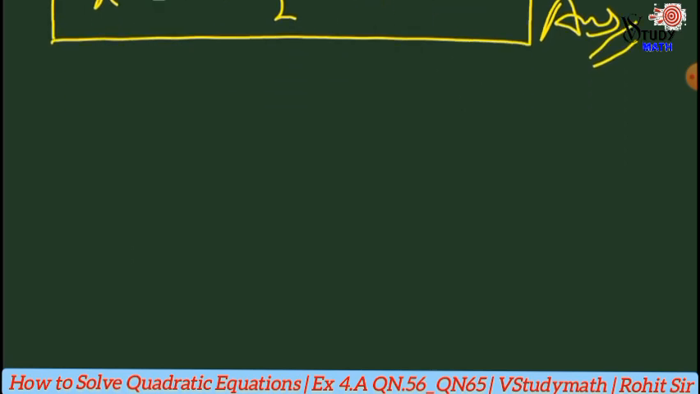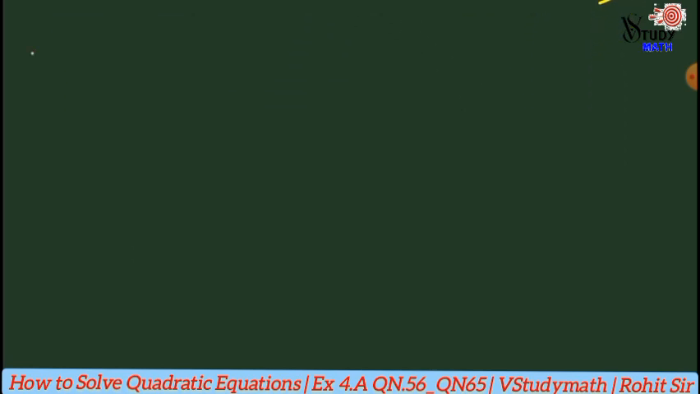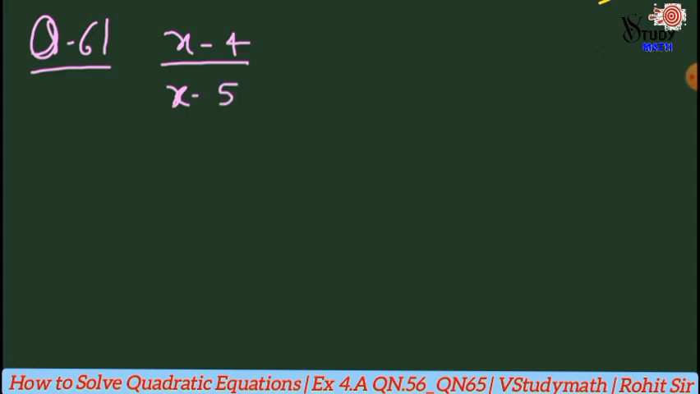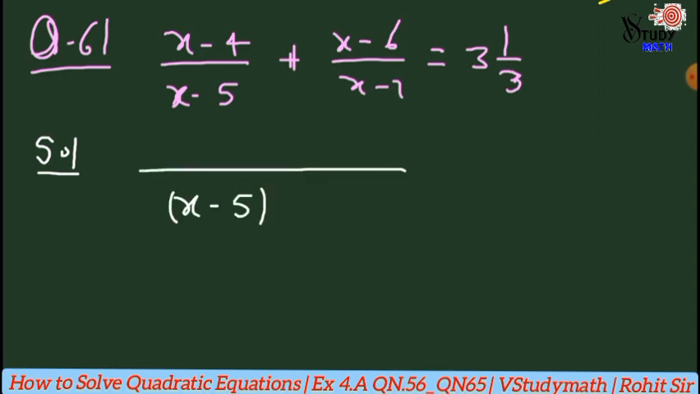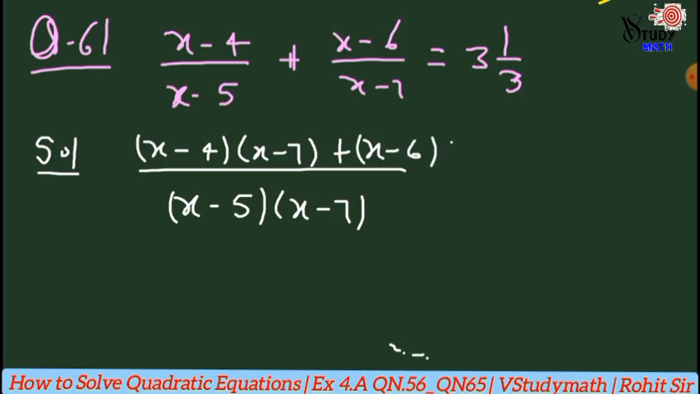Question number 61. Let's solve question number 61: (x minus 4)/(x minus 5) plus (x minus 6)/(x minus 7) is equal to 3 1/3. Now take the LCM. The LCM is (x minus 5) and (x minus 7). Now we have (x minus 4)(x minus 7) plus (x minus 6)(x minus 5) is equal to 10 upon 3.